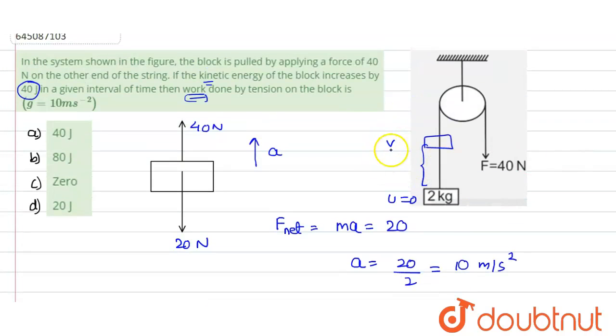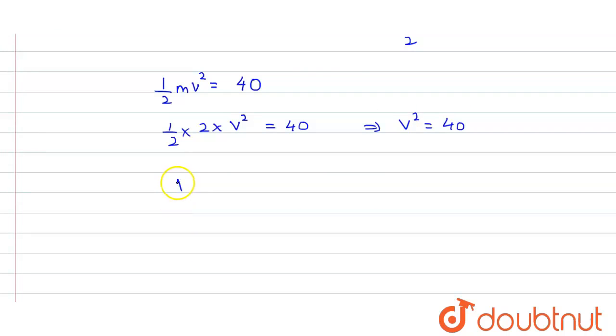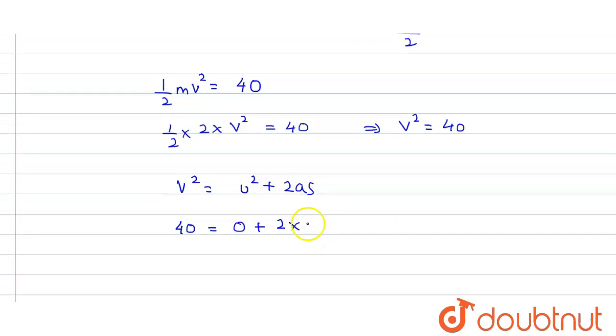Now if we get the value of v, can we not get the displacement? We can get the displacement. Using the equation of motion, we can say that v square is equal to u square plus 2as. That is why we have found the value of the acceleration. The value of v square is 40, the initial velocity is 0, plus 2 into the acceleration we calculated, 10, multiplied by s. So this turns out to be 20s equal to 40, or we can say that the displacement would be equal to 40 by 20, that means 2 meter.